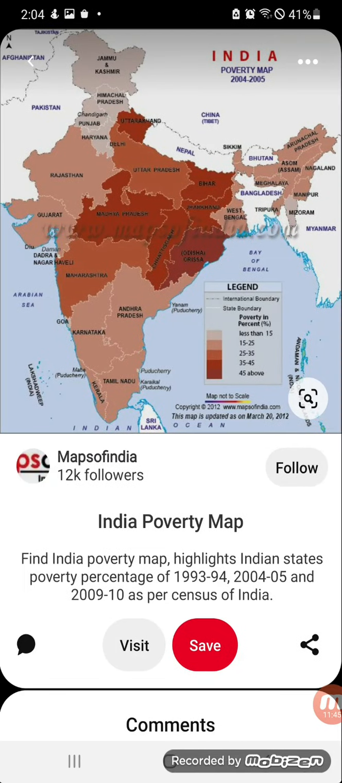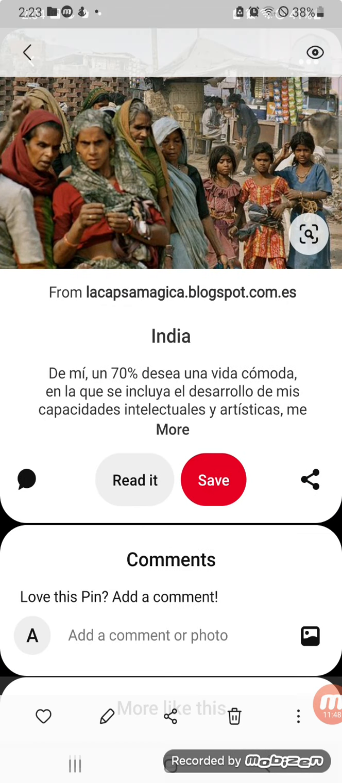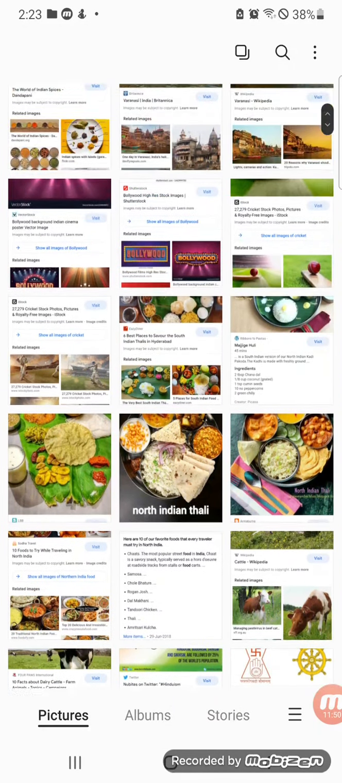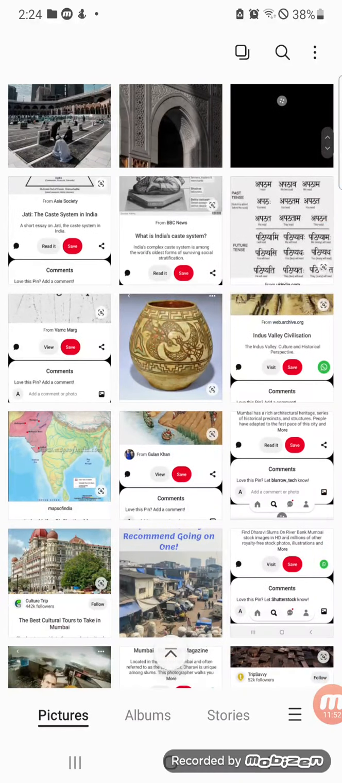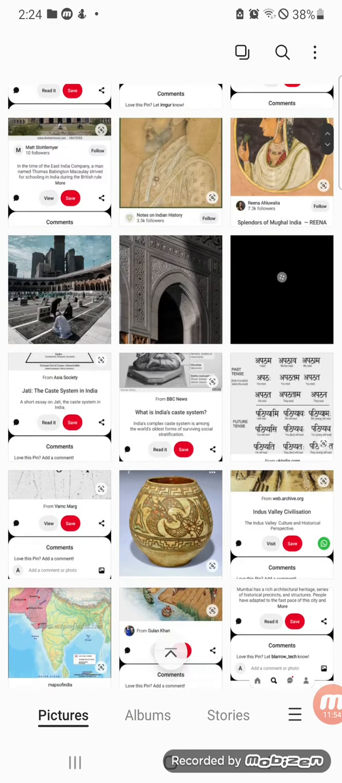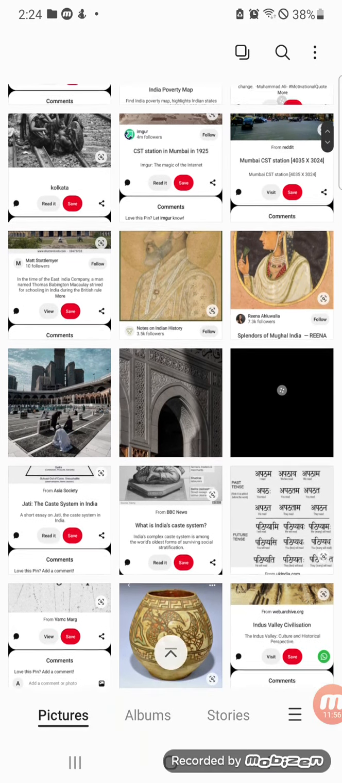Oh, that's nice. I forgot for a while. So this is about poverty in India. We'll go right away there. So let's talk more about it.